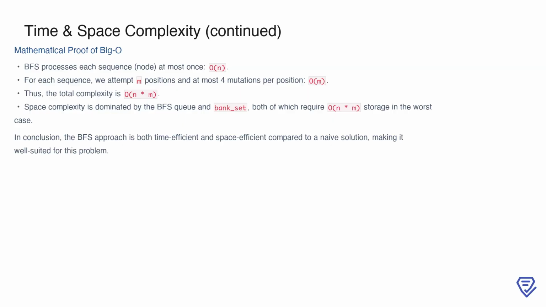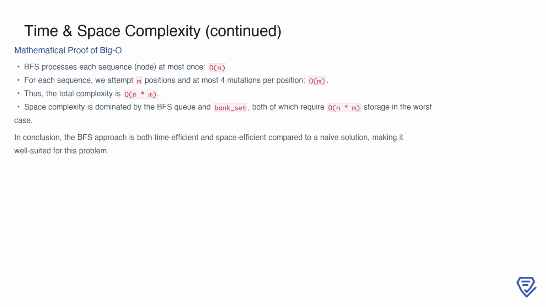To mathematically verify the big O complexity, consider that BFS processes each sequence in the bank at most once, contributing O(n) to the time complexity. For each sequence, we generate mutations by iterating over m positions and testing possible gene characters per position, resulting in O(m) operations. This leads to a total time complexity of O(n*m).